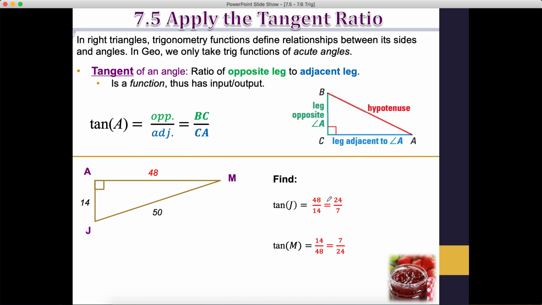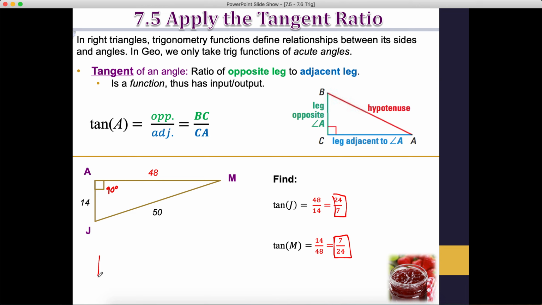So there are two things that we should mention about this and note how the tangent of J and the tangent of M relate to each other. One is that, yes, they are complements. And that's because J and M are complementary angles. Remember, if this is 90, then the other two have to add up to 90. Them being complements means that what is opposite to one is adjacent to the other. So essentially, we end up getting the reciprocal because opposite and adjacent are switched for each of them. Like AM is opposite angle J, but it's adjacent to angle M. So we end up with the numerators and denominators flipped.